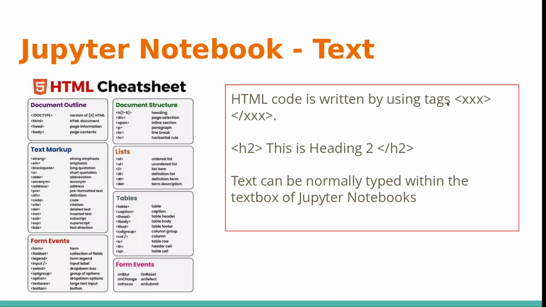So anything between the angular bracket and slash angular bracket is rendered based on what you put for your code here. For example, if I were to put h2 and slash h2 in angular brackets, anything I put in between them becomes heading 2. Okay. So text can be normally typed within Jupyter Notebook.